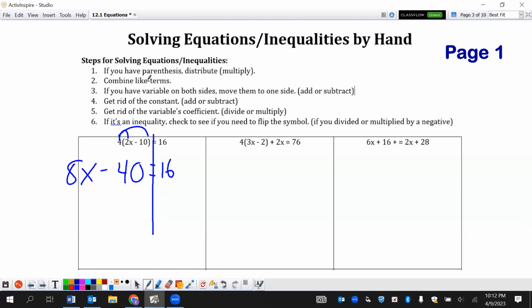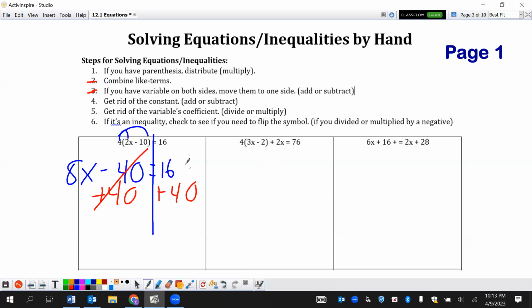Next step says combine like terms, but on the right side, there are no like terms because 8 has an x, but the 40 doesn't. So step 2 doesn't apply. Step 3 says if you have variables on both sides, we don't, so step 3 doesn't apply. Step 4, get rid of the constant. So constant is the number with no x, that's the negative 40. Opposite of minus is plus 40. Cancel it, move it to the other side.